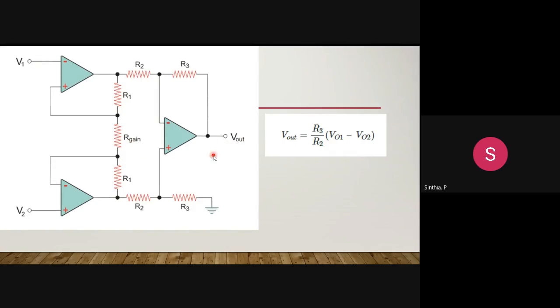Suppose we take the output from the first amplifier as V01 and the output of the second amplifier as V02. Then this V0 will be R3 by R2 into (V01 minus V02). This acts as the difference amplifier.